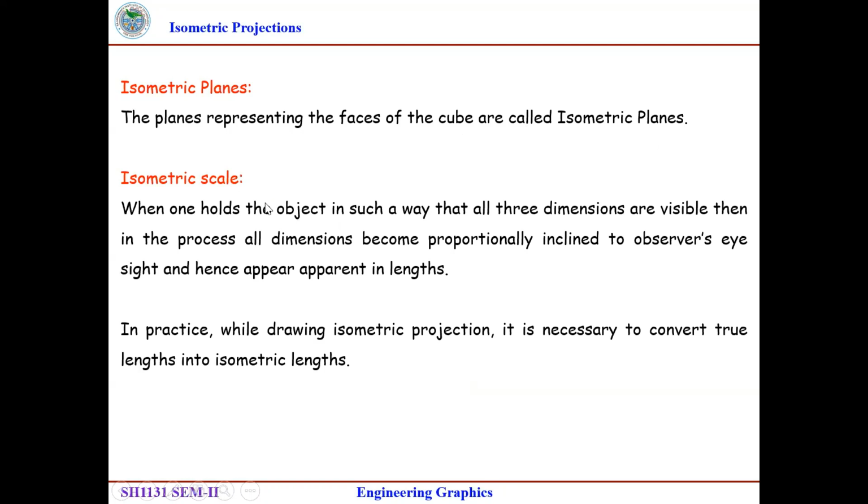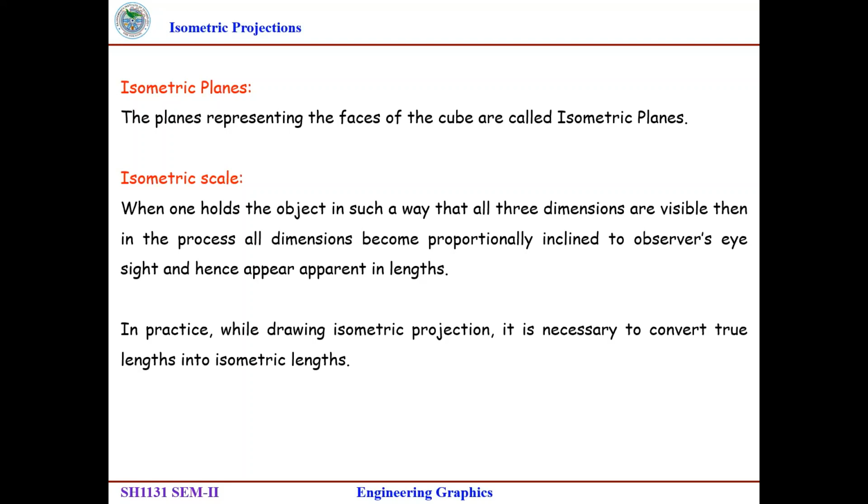Okay, the isometric scale is there when one holds the object in such a way that all three dimensions are visible. Then all dimensions become proportionally inclined to the observer's line of sight and hence apparent in length. So when we hold the object in such a way that it is not parallel to that particular plane and the observer is looking at three dimensions simultaneously, then all the dimensions look like apparent lengths.